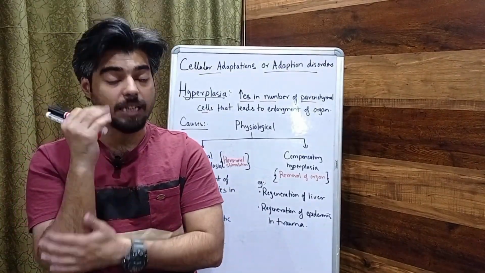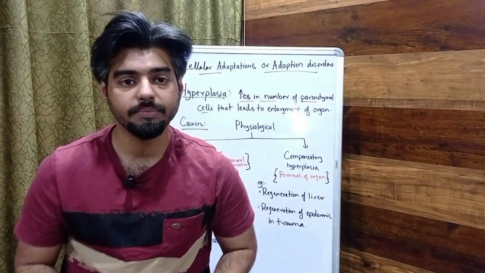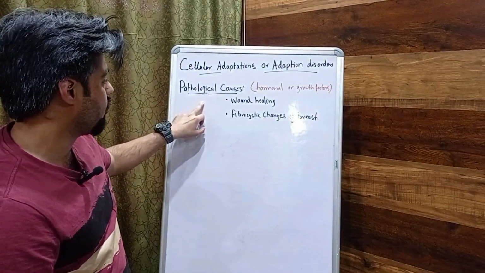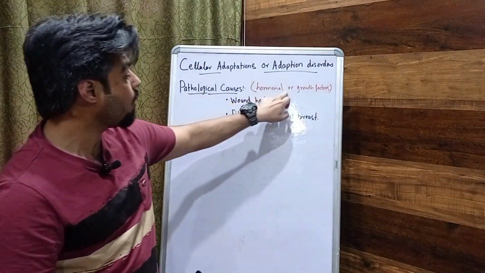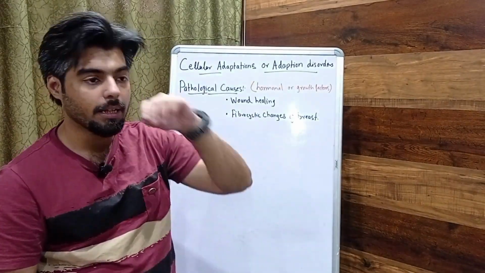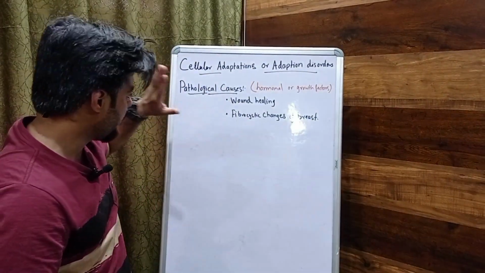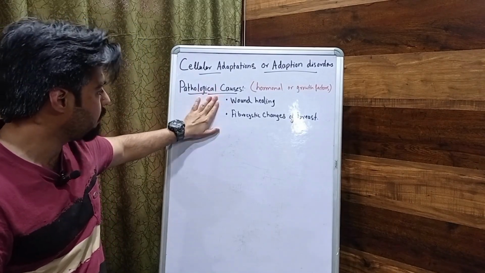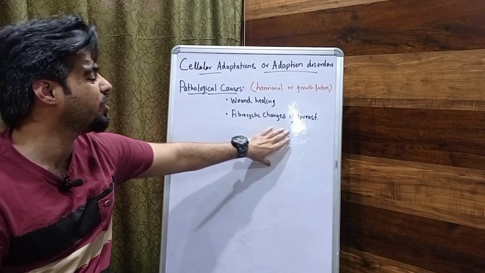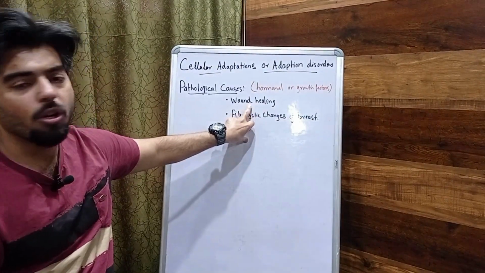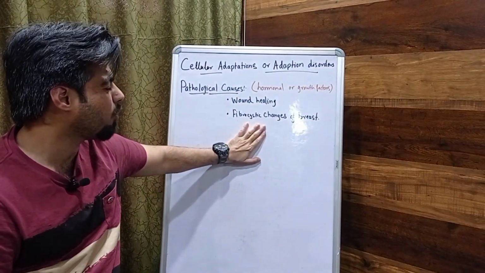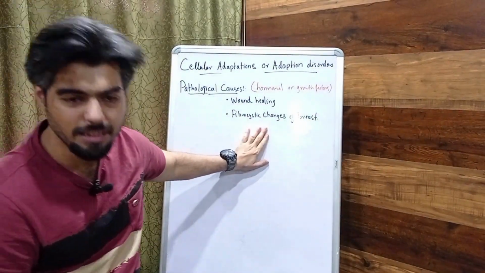Now let's come to the pathological causes. So guys, once it comes to the pathological causes, what happens there? Hormones and growth factors exert their effects there, and the examples are wound healing and fibrocystic changes of breast. Why wound healing? Because of the formation of granulation tissue, and fibrocystic change is a very normal thing, a benign condition that occurs in breast.